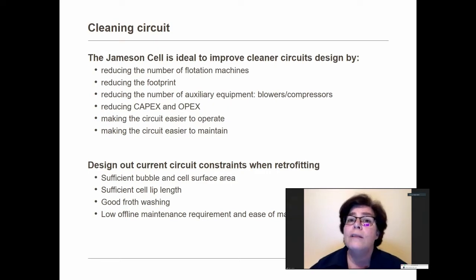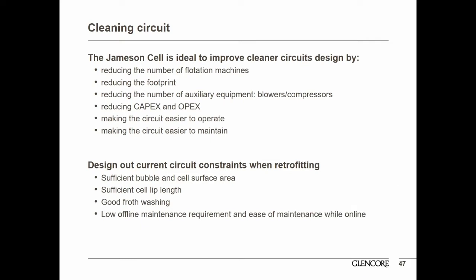So now that we know why the cells are so effective, where do we use them? To date, the Jameson cells have been most commonly used in cleaner circuits, although they've been successfully installed in many other parts of the circuit. In cleaning, the cells can be installed at the front of the circuit to be used effectively, particularly in brownfield expansions, where using a single Jameson cell can actually double your entire cleaner circuit capacity.